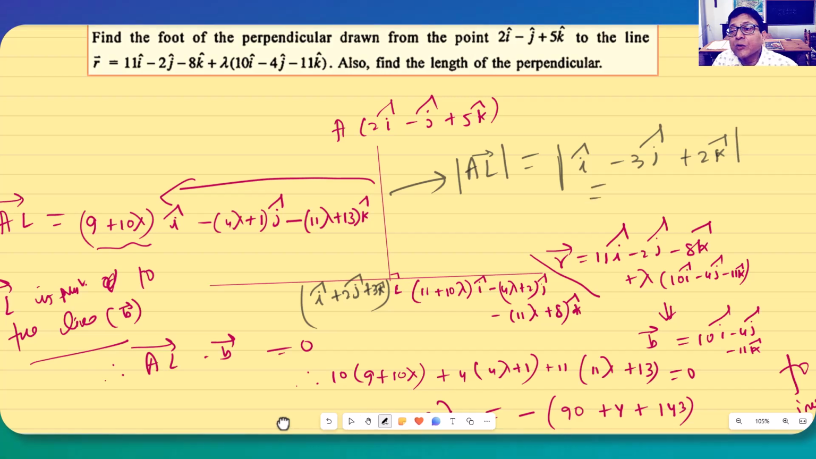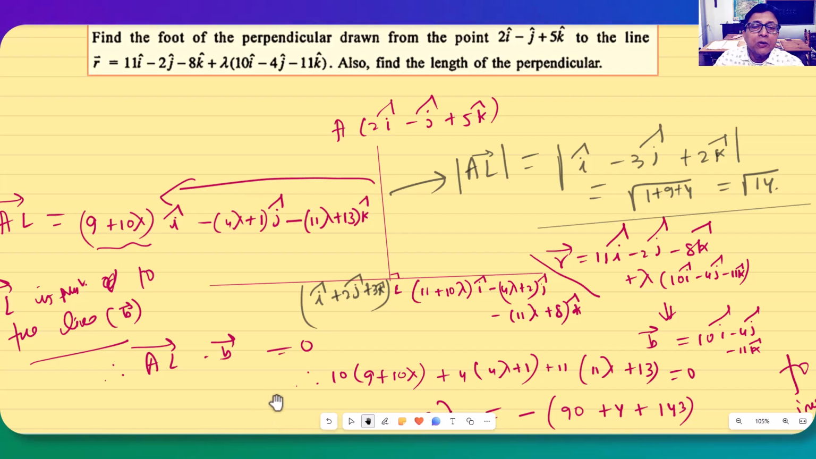So this is going to be 1 plus 9 plus 4, root 14. I found the L modulus. If you write position vector of A minus position vector of L, you got this one. L minus A also is minus i plus 3j minus 2k. Modulus will be the same value, that is root 14. Okay? So this way, in vector form also, we can find the length of perpendicular.